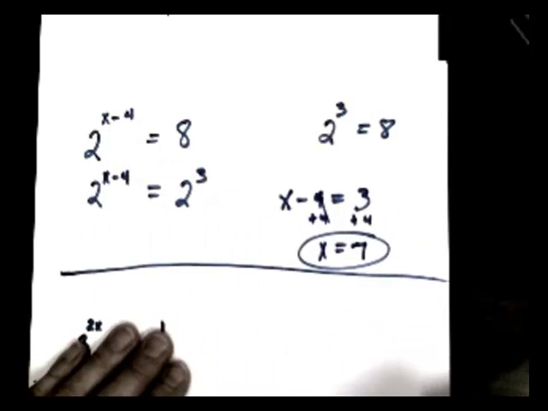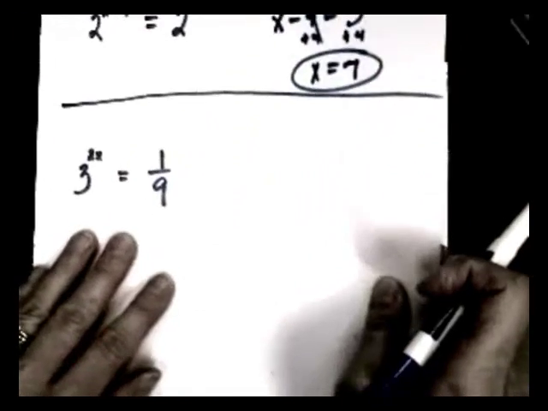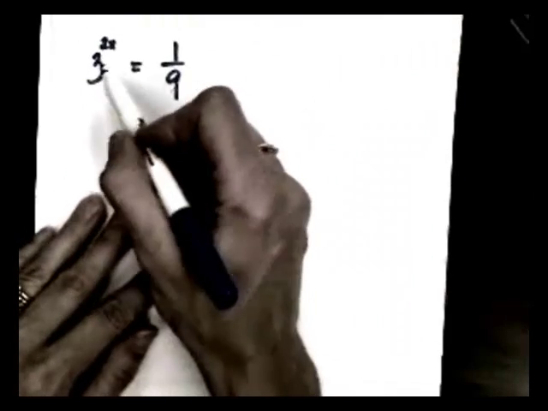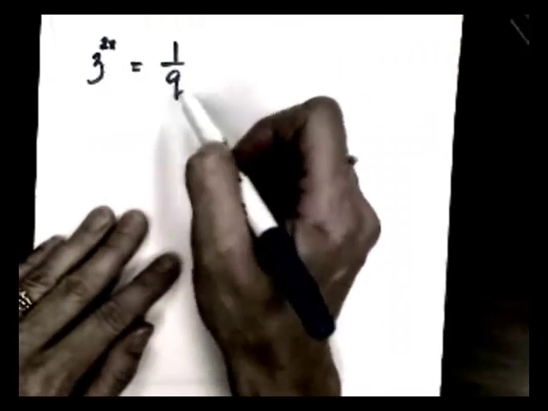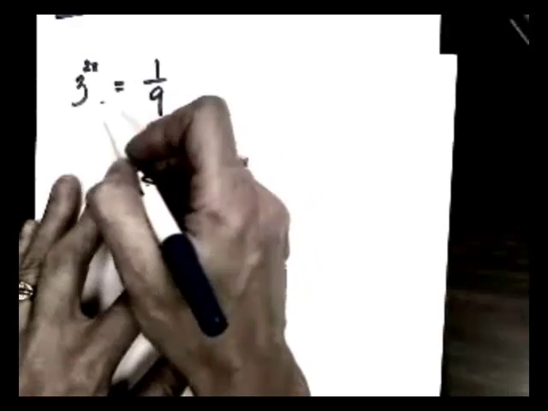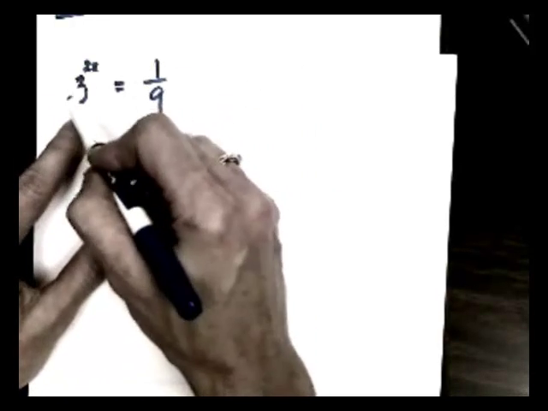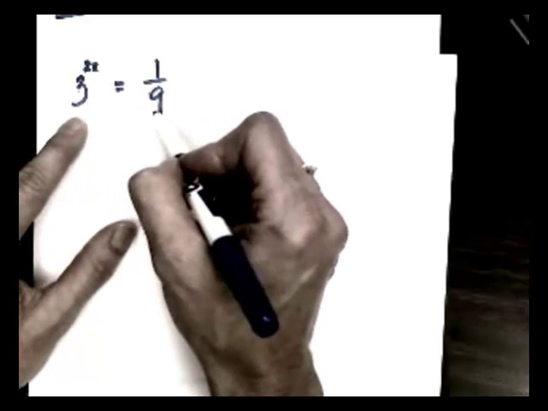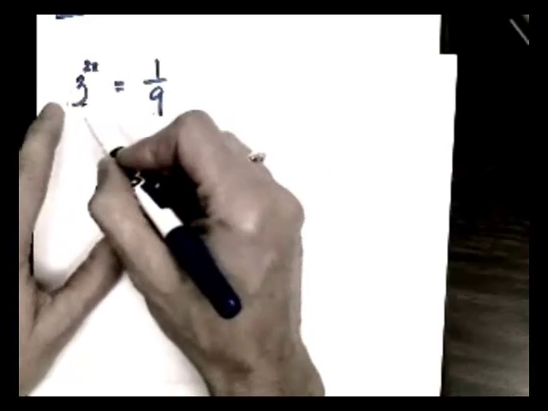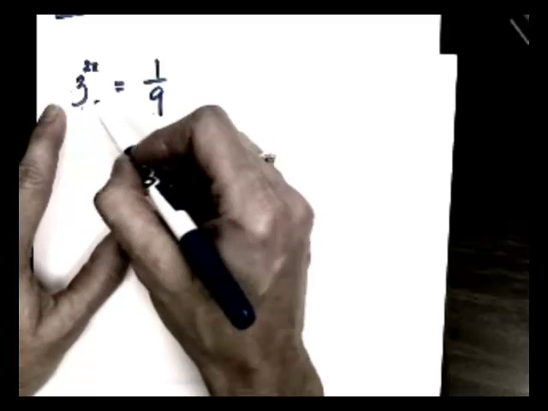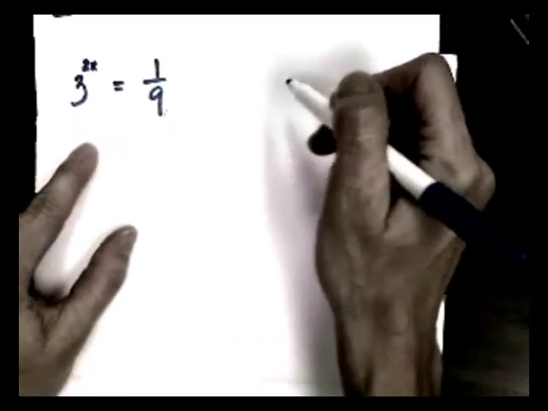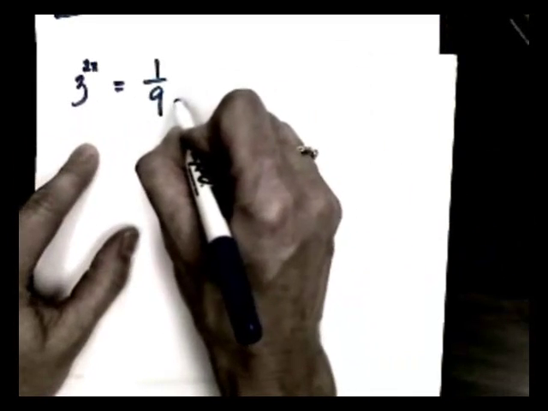For my next example, I have 3 to the 2x equals 1 over 9. We've got two different numbers here. We don't have the same base. Other than the 1, look at your numbers, and 3 is a smaller number than the 9. It's easier to write the 9 as a power of 3, so we're going to take care of that first. 9 we know is 3 squared, so we're going to change this to 3 squared.